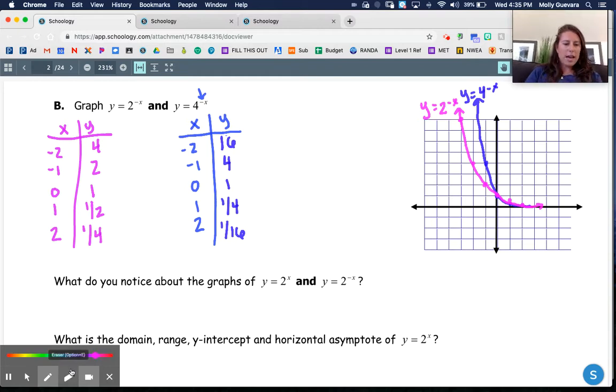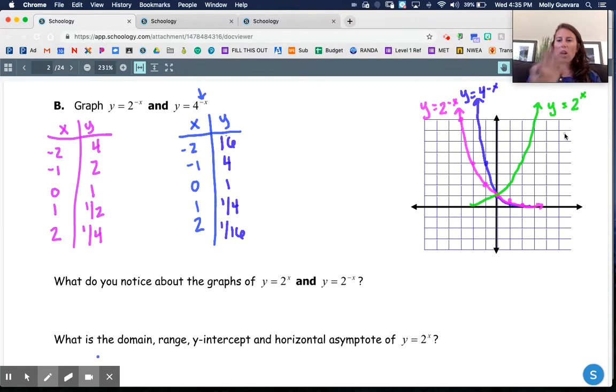Okay, so it's asking me here, what do we notice about 2 to the x and 2 to the negative x? And hopefully we notice that they are reflections of each other. They are reflected over the y-axis, right? Positive 2 was doing this, just to show you, right? That was y is equal to 2 to the x. Okay, so they are reflections of each other. So hopefully that's what we noticed.